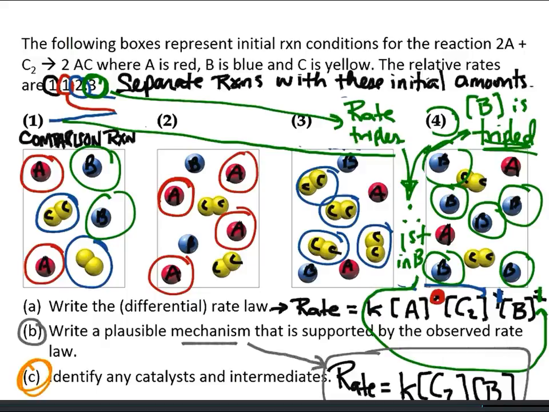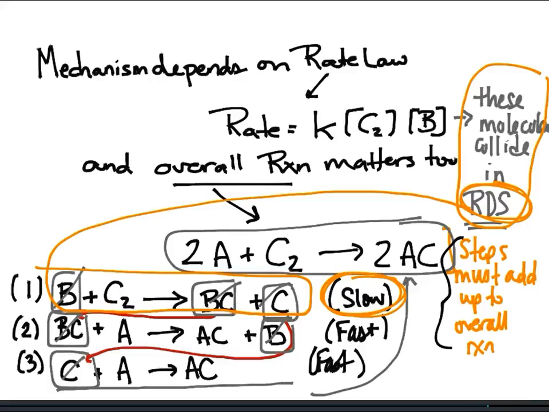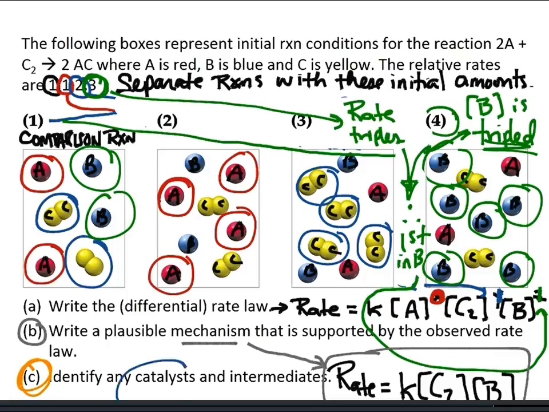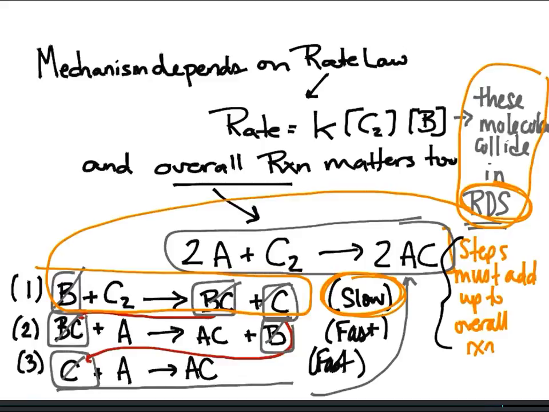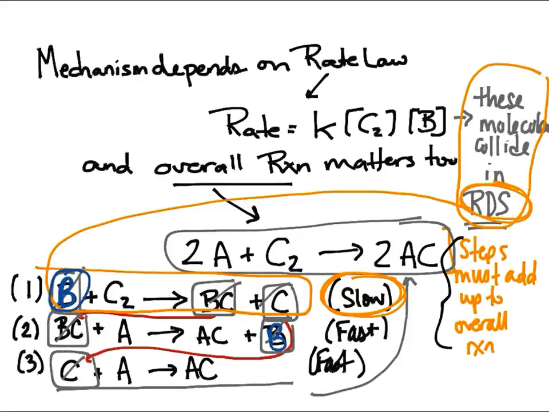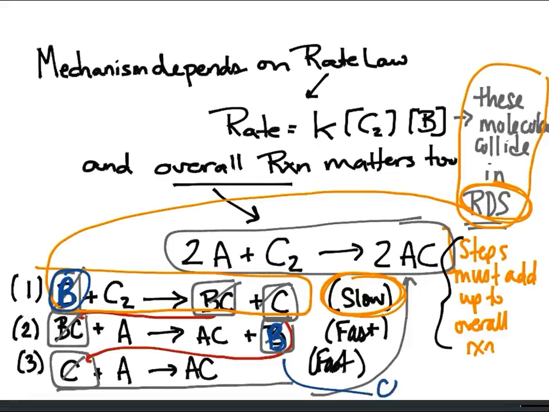Part C, identify any catalysts and intermediates. If we come back to our mechanism that we made, remember that a catalyst is any substance that is consumed in an early step but then is reformed by the end of the reaction. That would be B. B is reformed in step 2. It does not appear in the overall reaction equation.